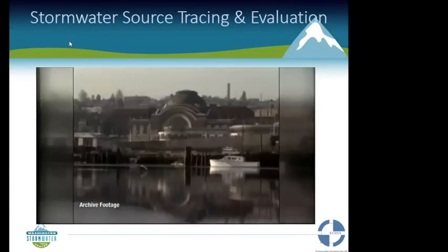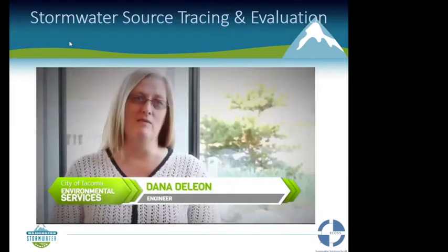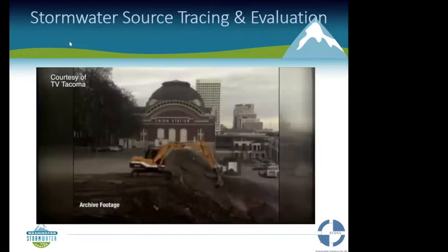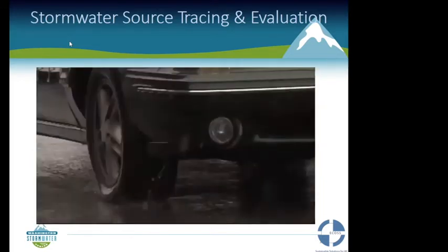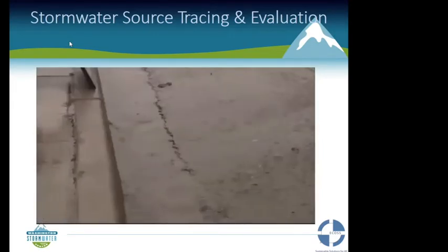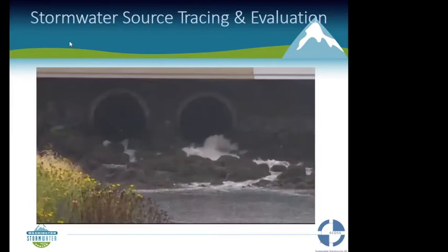So Tacoma and its partners decided to clean up the waterway, and they invested $105 million to remediate the sediments within the waterway. We started a stormwater monitoring and source tracing program, and we've been monitoring the storm drains, both water quality and sediment. And we found that there were pollutants coming into the waterway still.